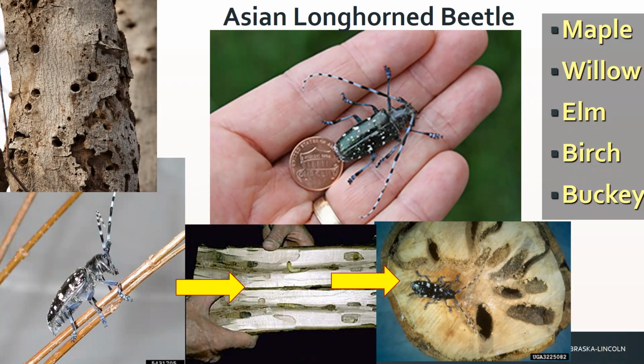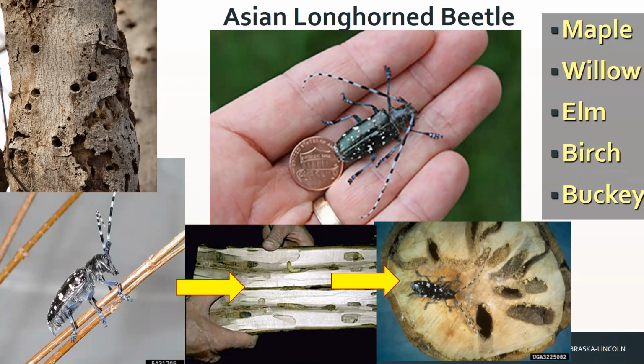Just like the life cycle of the emerald ash borer, the females are going to lay eggs on the outside of that maple tree. Those are going to hatch, and then the larvae, just like the other larvae, are going to be eating within the heartwood of that tree, maturing, and then they're the ones that make that circular exit hole.